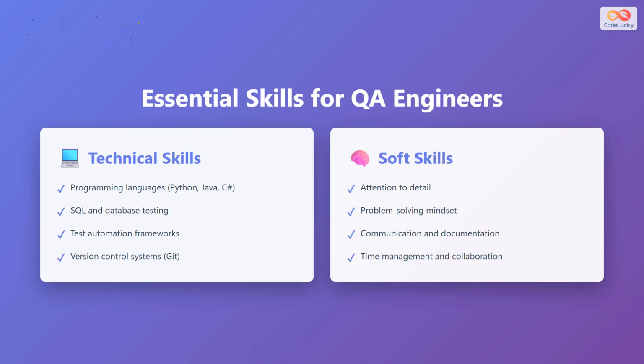Beyond technical skills, QA engineers need strong soft skills. Attention to detail is critical for catching subtle bugs. A problem-solving mindset helps them approach testing challenges creatively. Excellent communication and documentation skills enable them to clearly report issues to developers. Finally, good time management and collaboration skills help them work effectively within development teams.